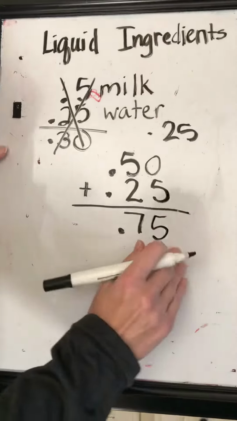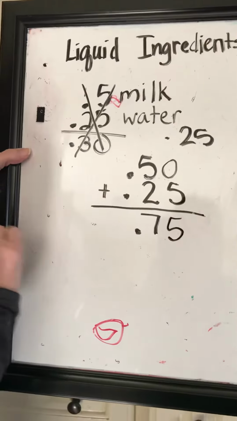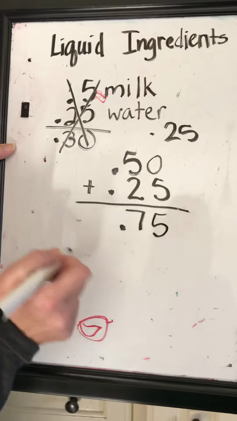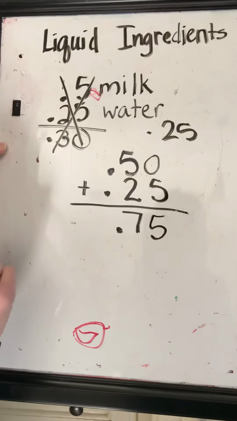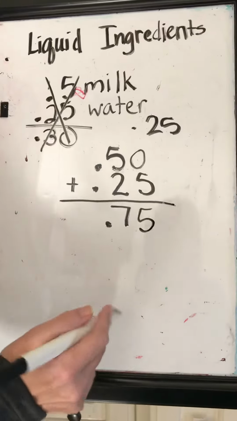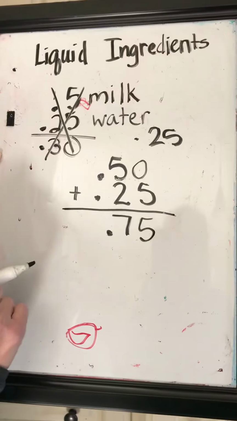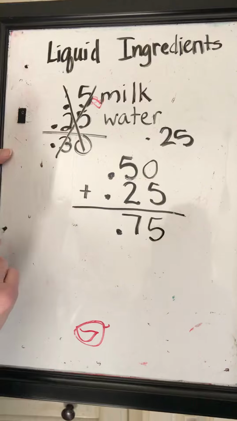So this would be 3/4 of a cup of liquid ingredients for these yeast rolls. And in just a minute, I'll show you an example of a subtraction problem. But you can go ahead and answer the questions on the Google form, and then we'll do the next video.